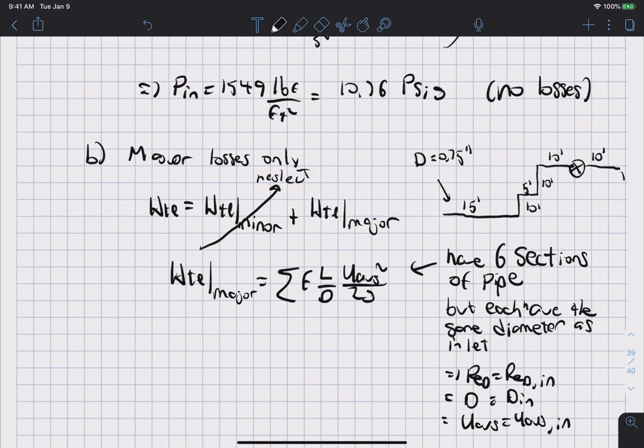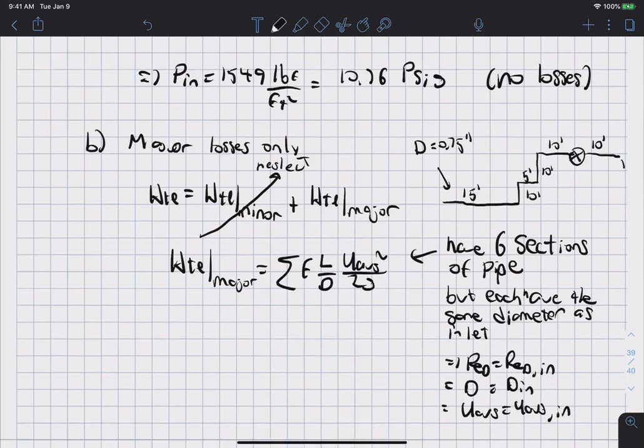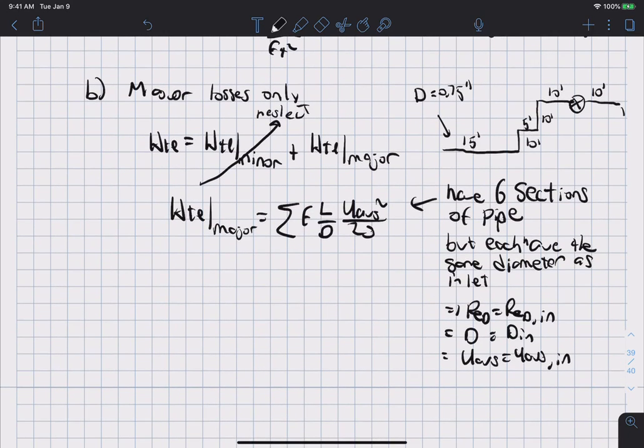Okay, and just be careful, because for some problems this section of pipe here could for some reason have a bigger diameter. If that's the case, you would need to compute the Reynolds number and the average velocity and all that for that section of pipe, and then include it in this sum here. But here we have 6 sections of pipe, and U average, g, D, and f will be the same for all of them. Okay?